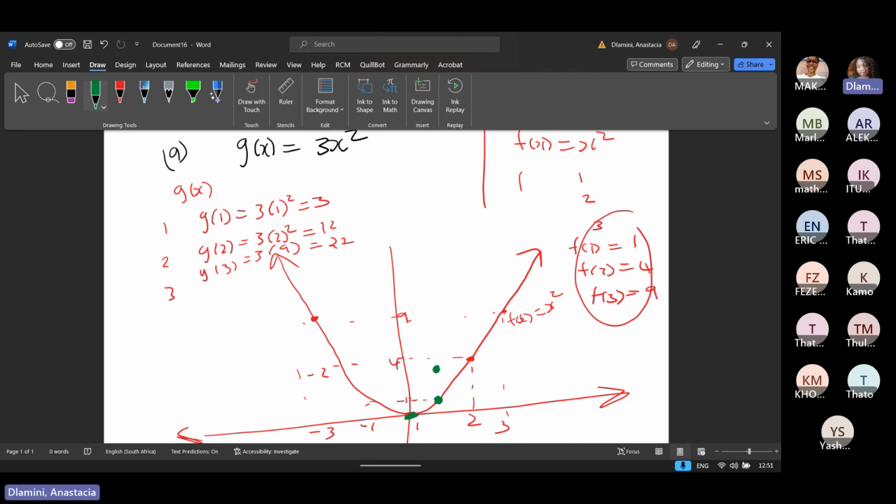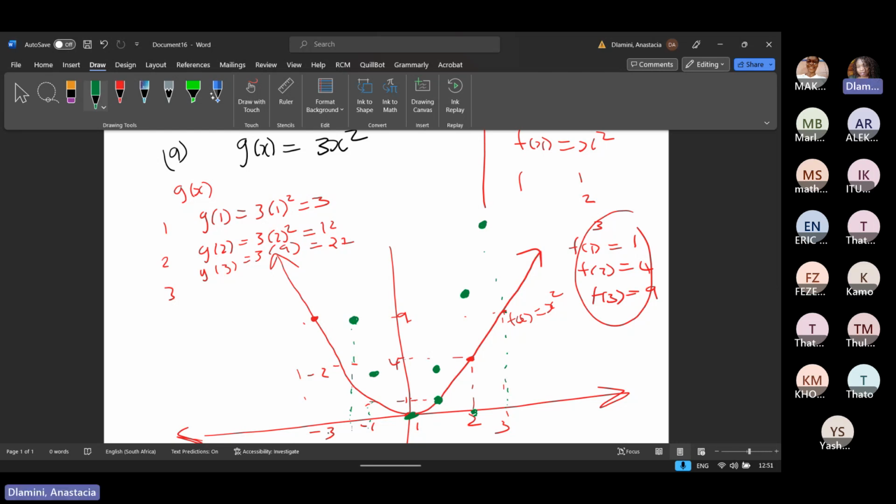If x is 2, I'm no longer here, my y will be 12. So it means I'll move somewhere here. If x is 3, I'm no longer here, I move to 27. Same applies to this one. If x is -1, it will give me 3, so I'll be here. If x is 2, I'll get 12.